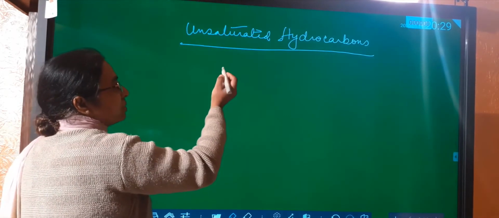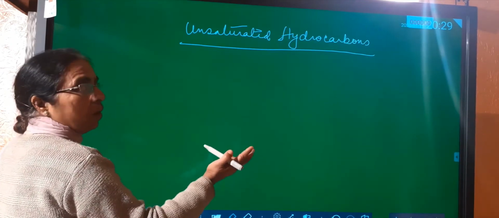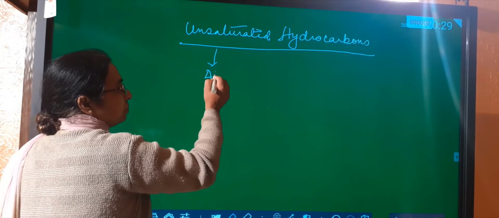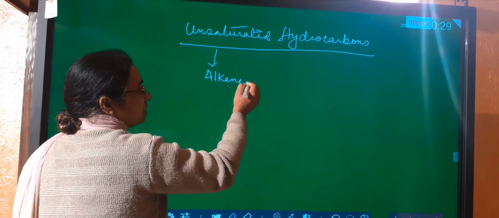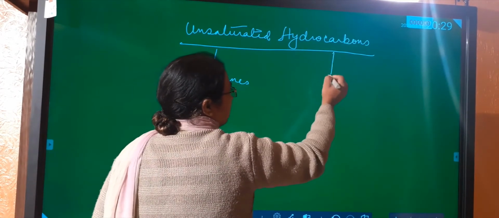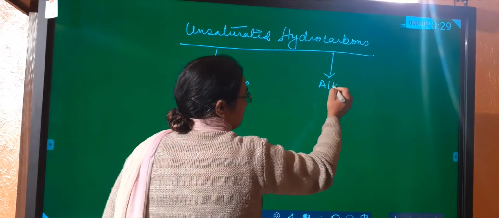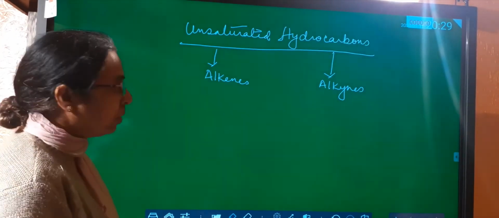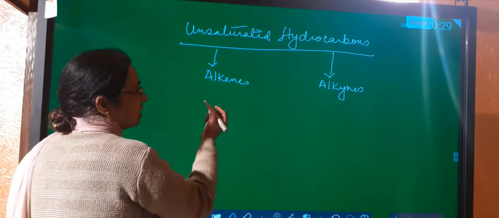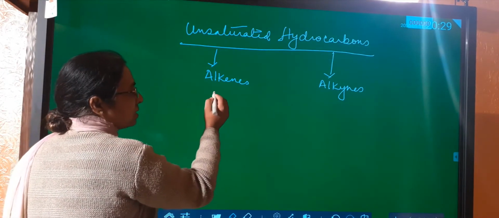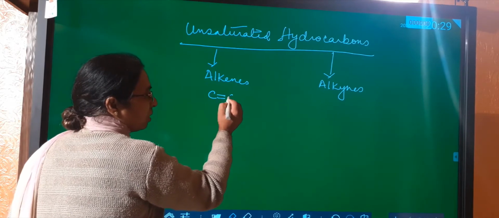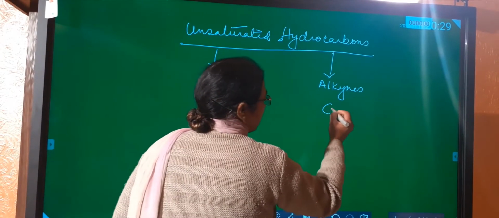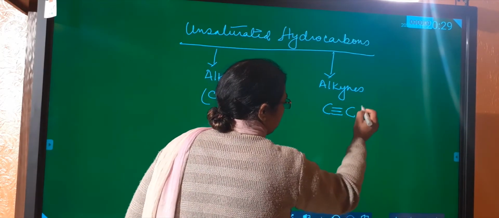Unsaturated hydrocarbons can again be of two types. Alright, so it can be either alkenes or alkynes. I told you carbon will form multiple bonds. So in alkenes, what will happen? Alkenes have a C=C double bond. Alright, and in alkynes, there will be a C≡C triple bond.